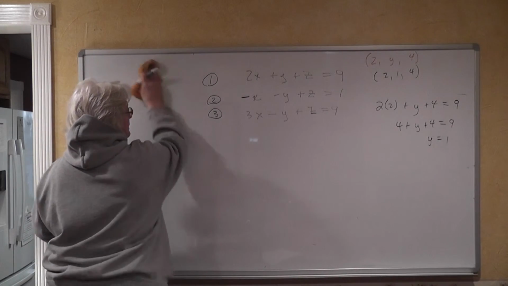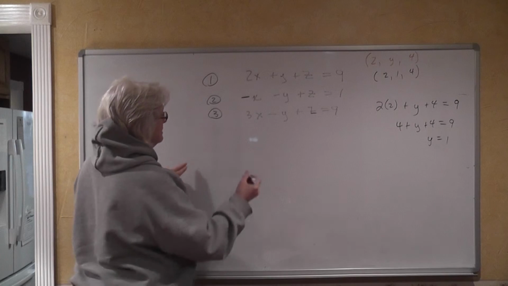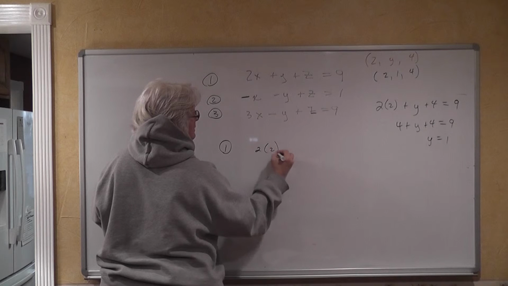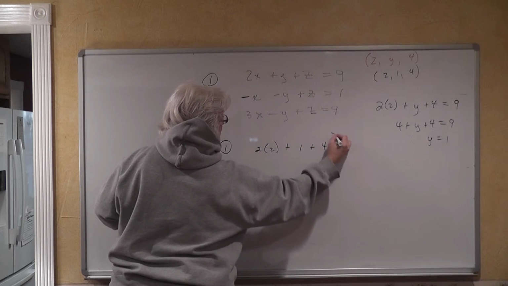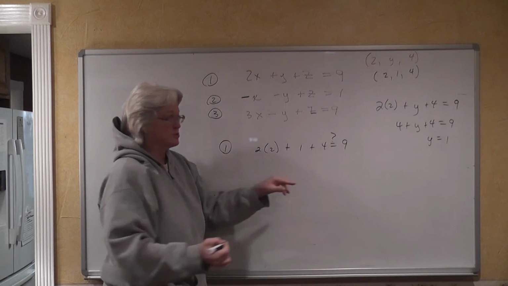I mean, you can pretty much do it mentally. This problem is so easy. But for the first equation, you have 2 times 2 plus 1 plus 4. Is that equal to 9? Yeah, as soon as you look at that, you see 4 plus 4 plus 1 is 9.